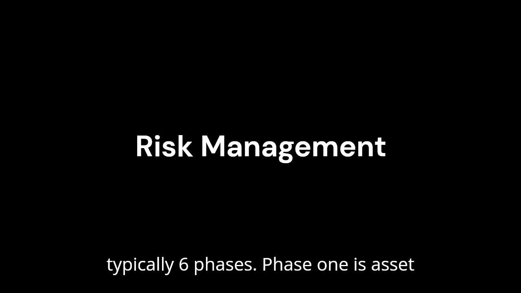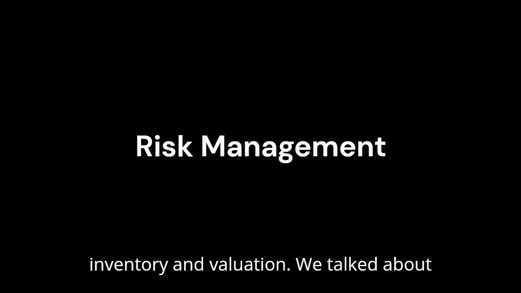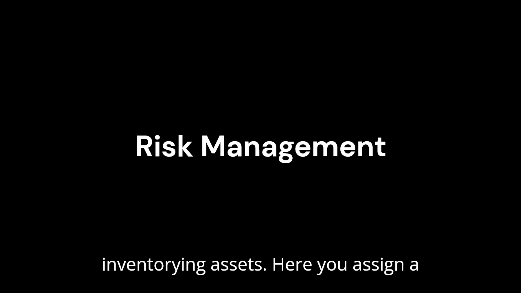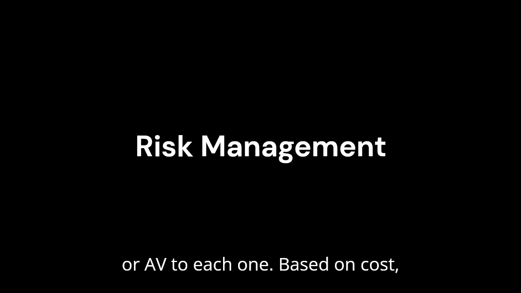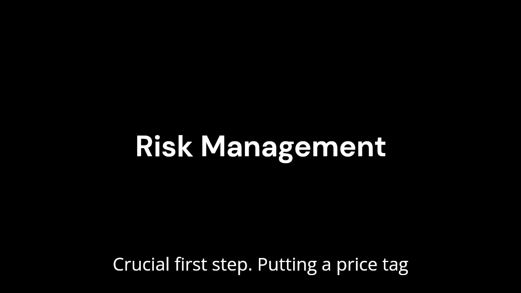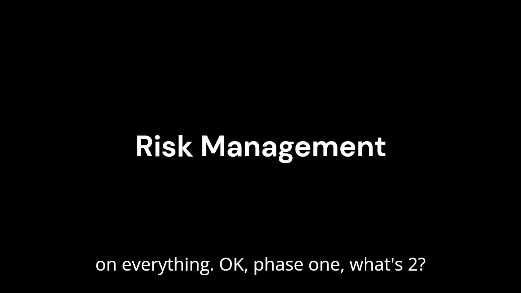Yes, typically 6 phases. Phase 1 is asset inventory and valuation. We talked about inventorying assets. Here you assign a specific monetary value, the asset value, or AV, to each one, based on cost, replacement, revenue generated, etc. Crucial first step. Putting a price tag on everything. Okay, phase 1. What's 2?